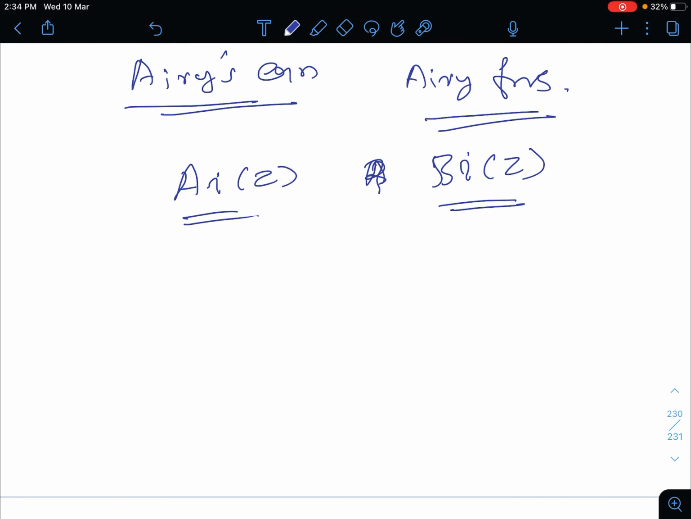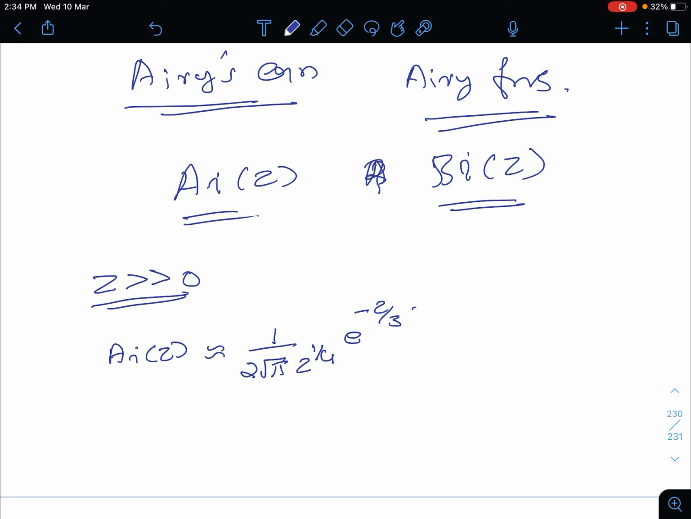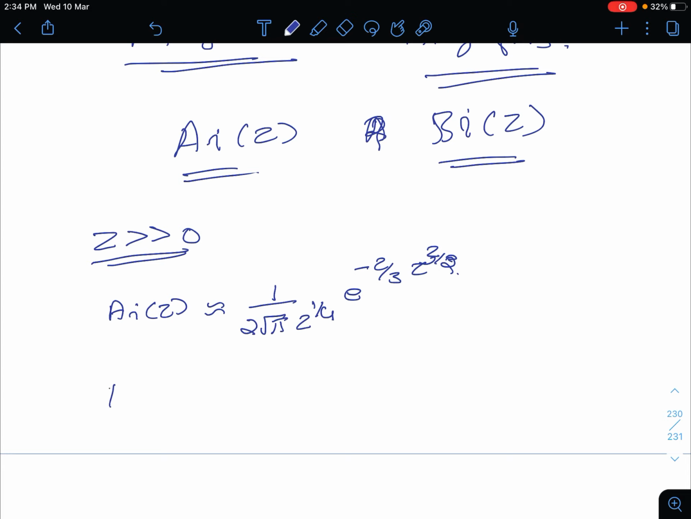So for z very much greater than 0, Ai of z can be approximated as 1 by 2 root pi z raised to 1 by 4, e raised to minus 2 by 3 z raised to 3 by 2. And Bi of z is equal to 1 by root pi z raised to 1 by 4, e raised to 2 by 3 z raised to 3 by 2.